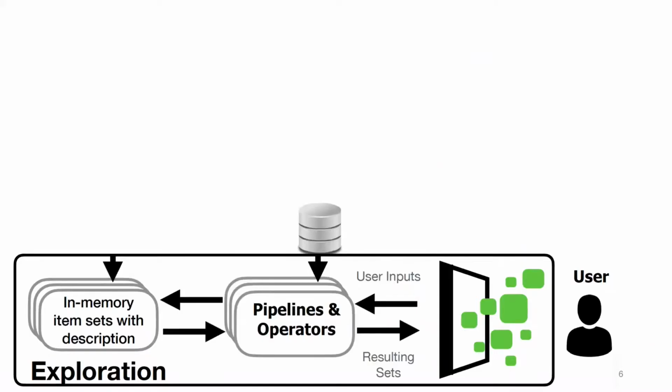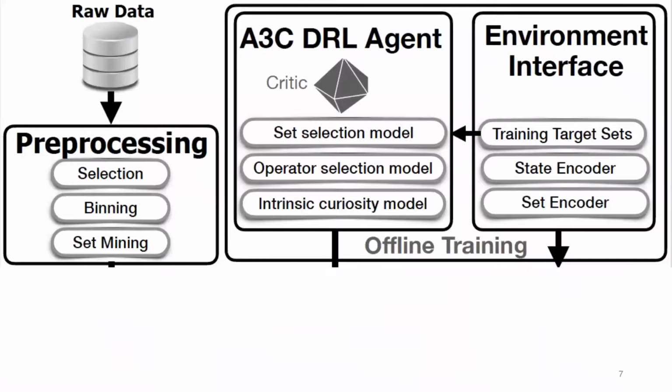This interface is available to users, where they can execute pre-trained pipelines, create new pipelines, or customize existing pipelines. In the offline phase, raw data is pre-processed, attributes are binned, and our set-based data model is instantiated. Additionally, the offline training has two components: a training of an A3C deep reinforcement learning agent that balances curiosity and familiarity, as well as an environment interface that contains the training set and encodes the different states of our system.